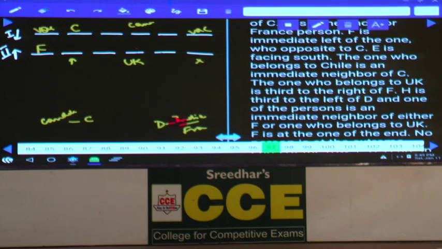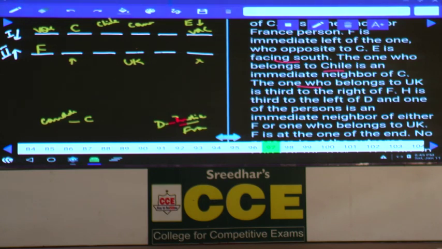Where is E? Now E is facing south. That means E belongs to row 1. E is facing south. The one who belongs to Chile is an immediate neighbor of C, isn't it? Chile is an immediate neighbor of C. Hence, Chile must be at this place. Then next one. The one who belongs to UK is to the right of F. We have taken that information, isn't it?